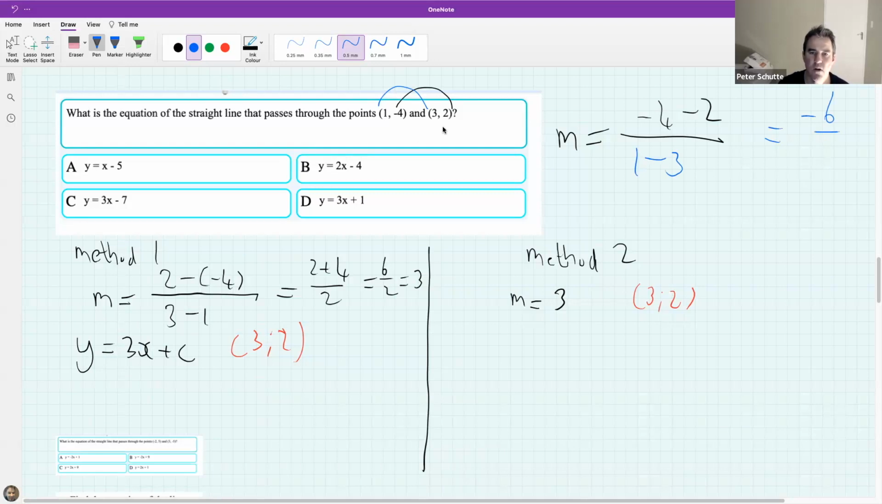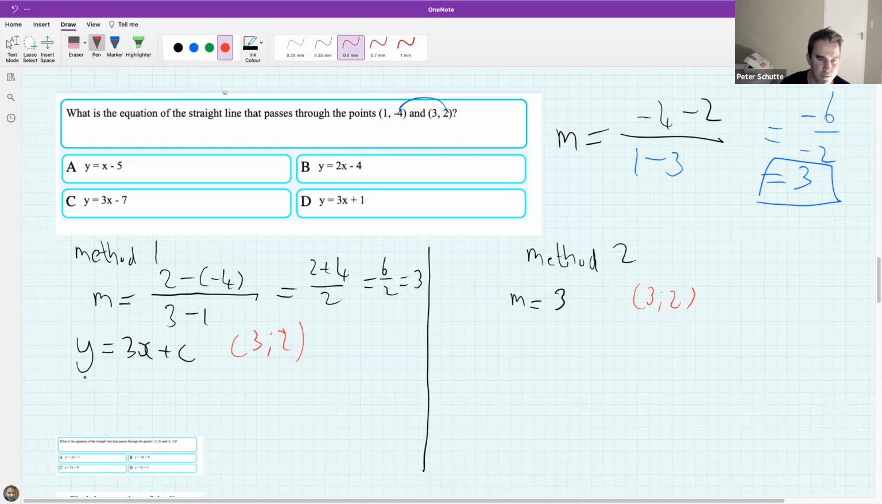Wait, what did you do? -4, -2 is the first bit, so that's fine. And then I went 1, -3, which would be -2. Ah, yes, and two negatives knock each other out, so I get 3. So you can see it doesn't matter which way you start.